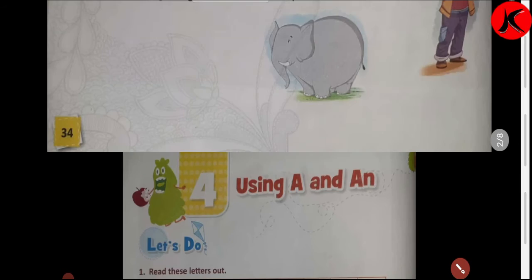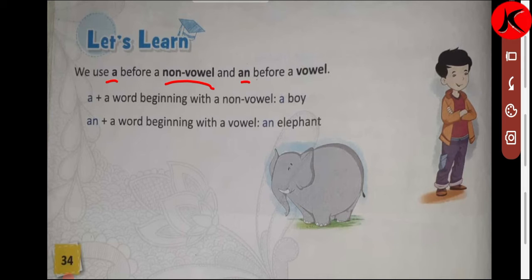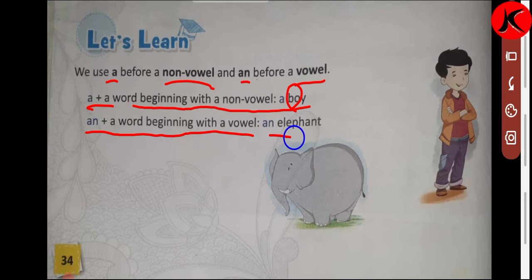Now we'll go to the next page. We use a before a non-vowel and an before a vowel. A plus a word beginning with a non-vowel: a boy. You can see over here it is a B. It is not a vowel. So we'll say a boy. An plus a word beginning with a vowel: an elephant. You can see over here E is a vowel. So we have used an over here.